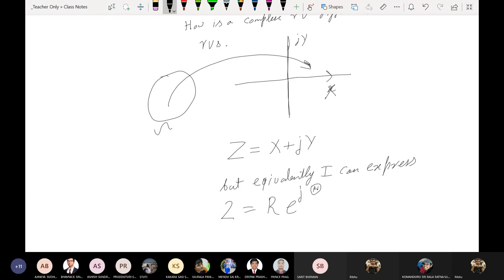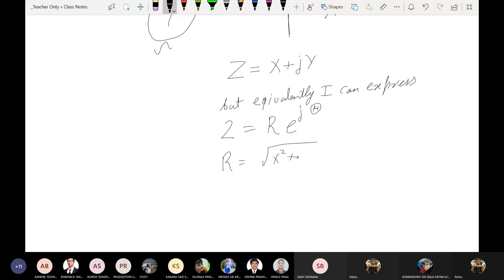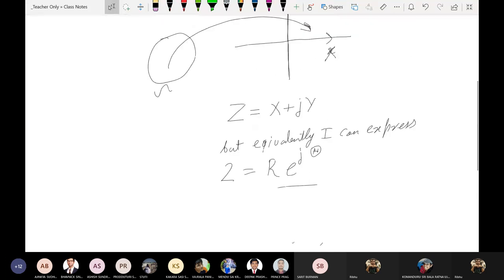Fine. I can equivalently express z as r e to the power j theta, such that r is root over x square plus y square, and theta is tan inverse y over x. This n looks like h, so let's correct this. Tan inverse y over x.